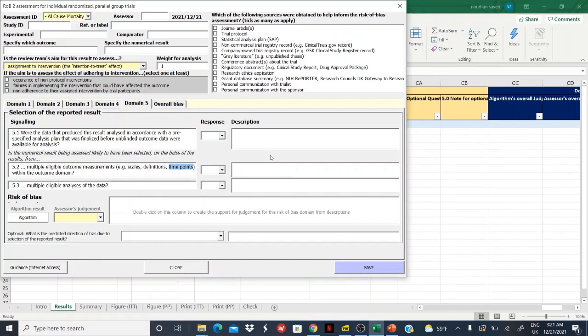And none of these are concerns with our trial, because they reported the all-cause mortality at the end of the trial, and there are no scales or different definitions for all-cause mortality. It's a pretty clear-cut definition.